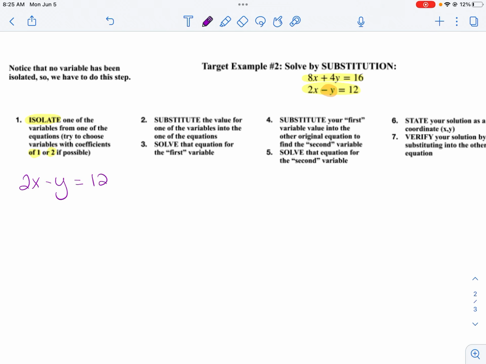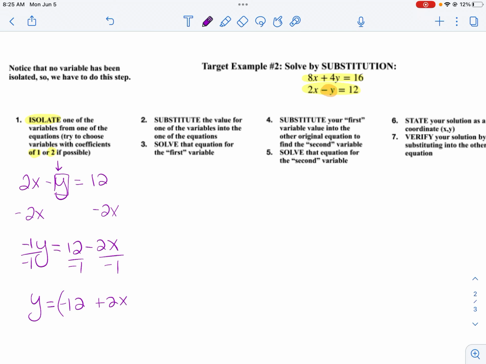So 2x minus y equals 12. I'm going to isolate the y, all right? So minus 2x from both sides. So -y equals 12 minus 2x. And remember, this is like a -1 here. So I'm going to divide everything by -1. So y equals -12 plus 2x, all right? So that is my quantity. I'm going to put the box around y because that's what I isolated.